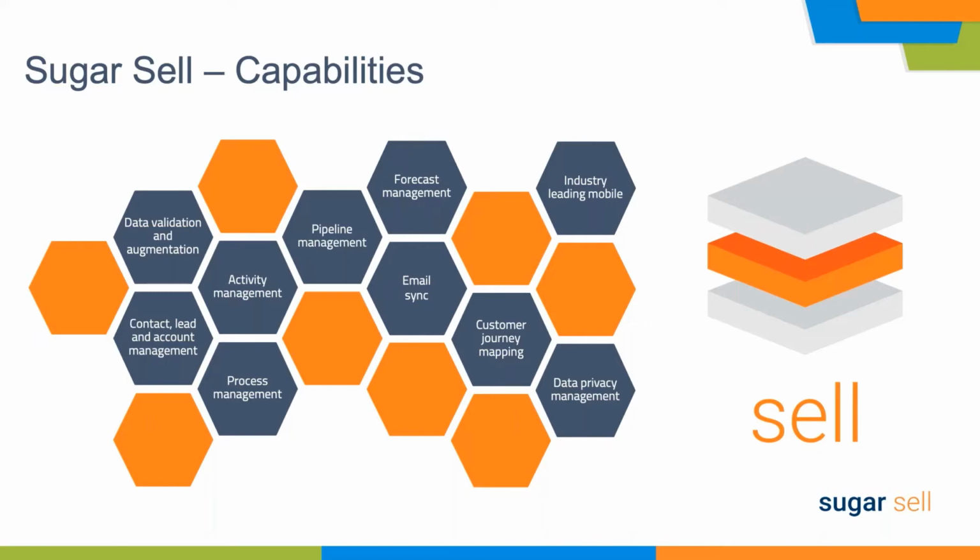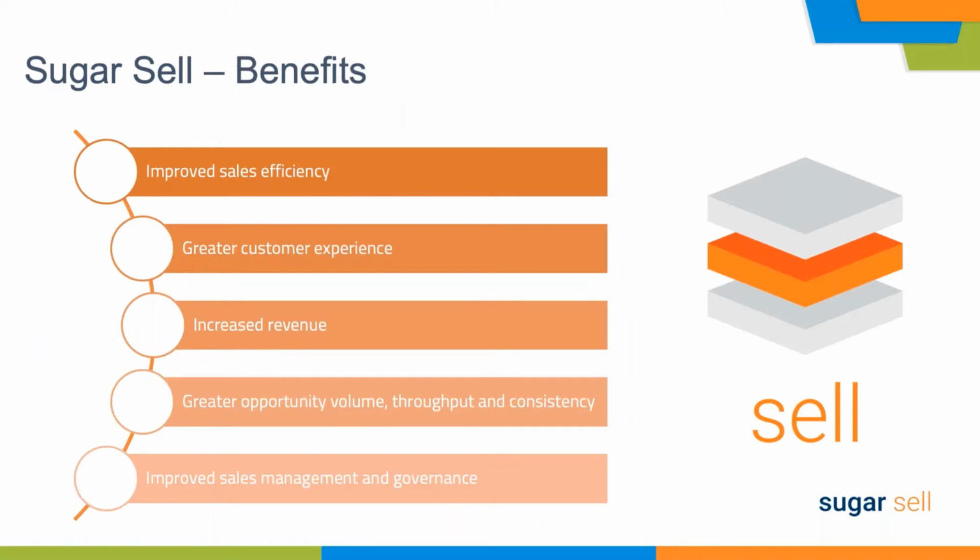You have Sugar BPM for doing process automation. You can manage activities, manage pipeline, do forecasting, customer journey mapping. All of the things that you expect to be in a Salesforce automation platform are what we've provided in Sugar Sell. And it looks very, very much like Sugar Enterprise. So there shouldn't be a whole lot of surprise there.